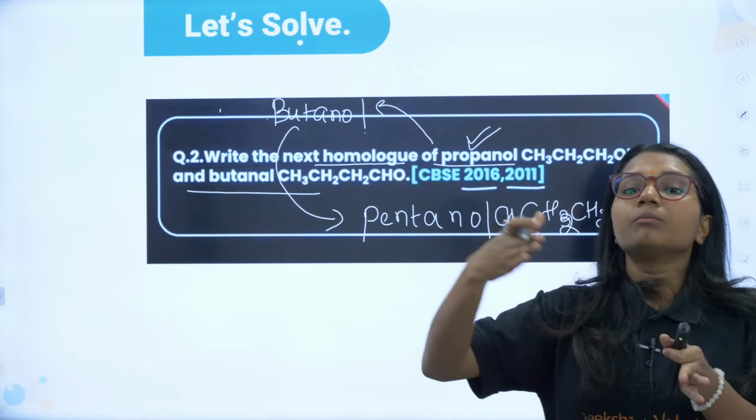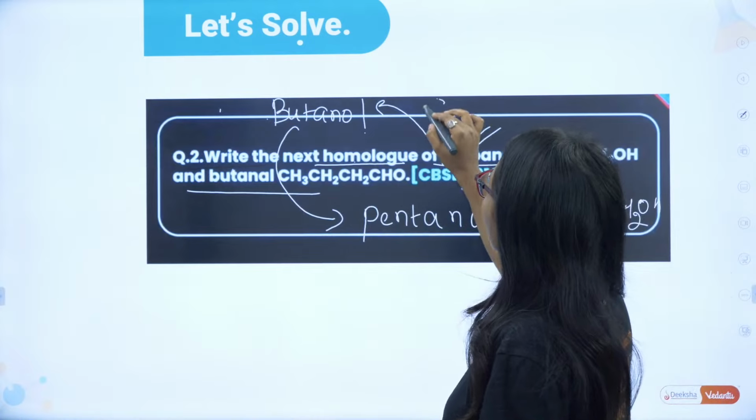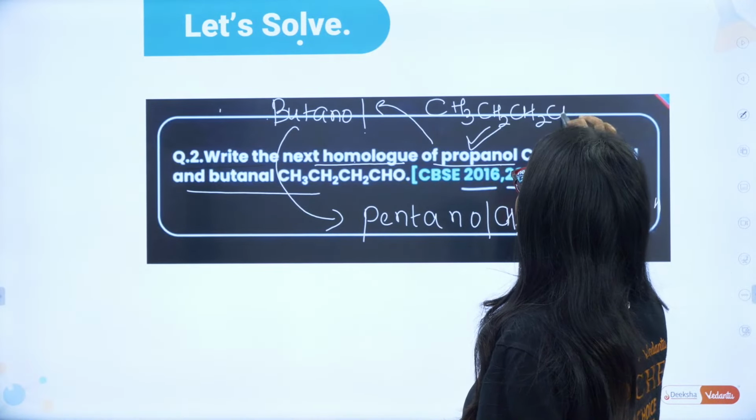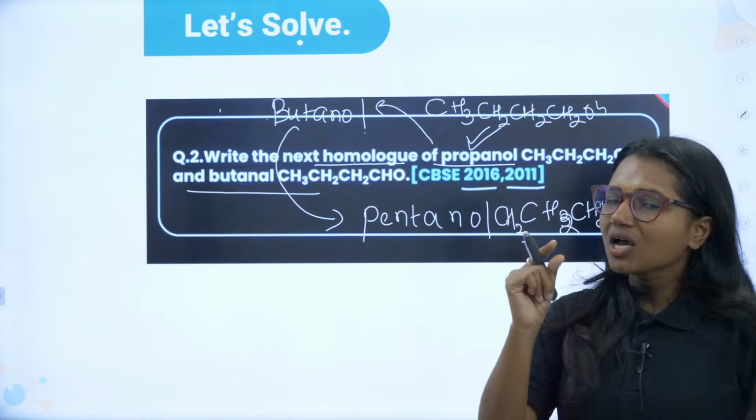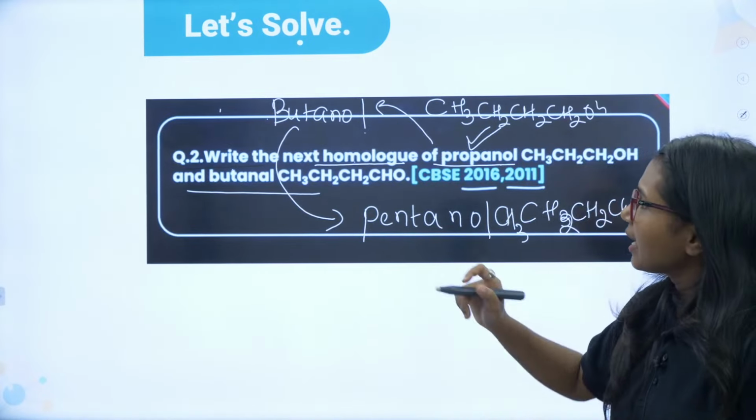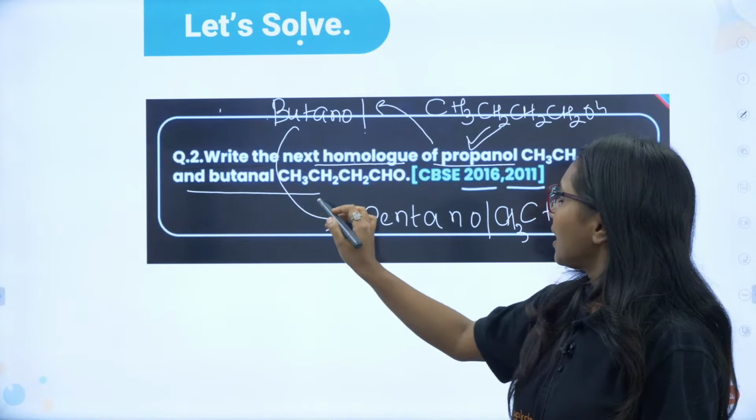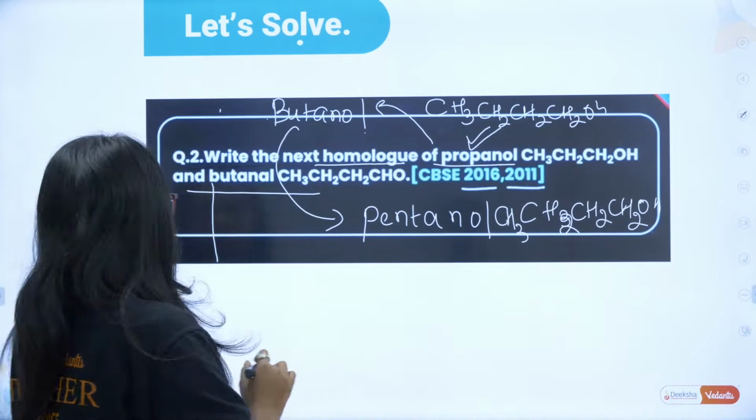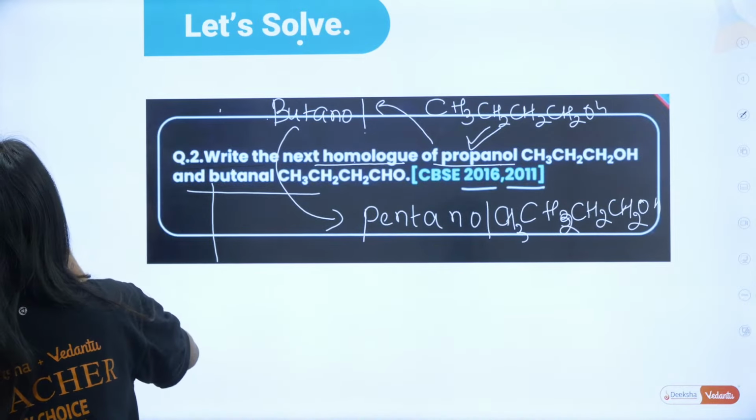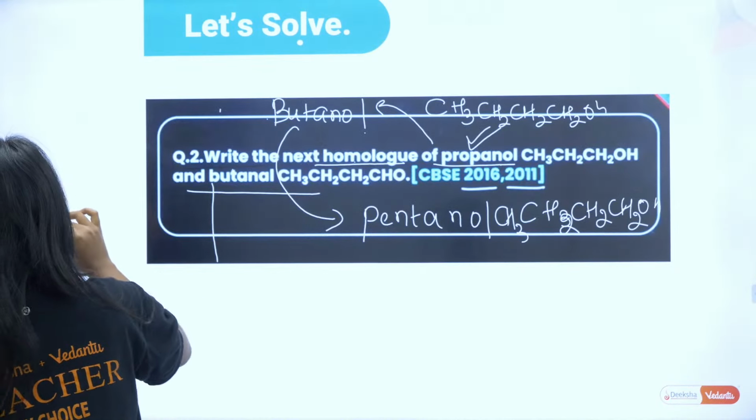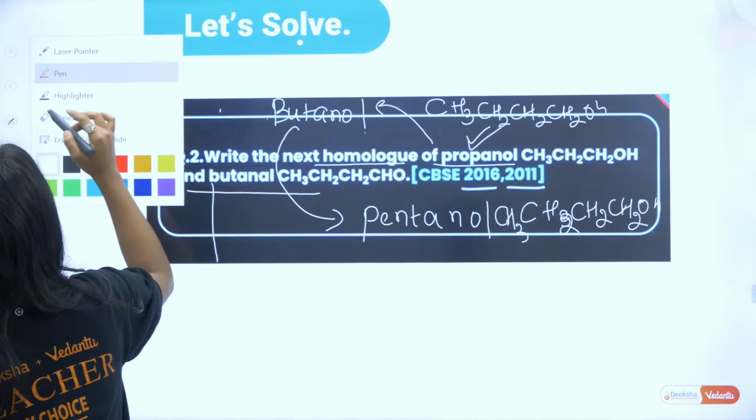After propanol, butanol. What is the formula? CH3, CH2, CH2, CH2OH. You just have to increase by a CH2 unit. Okay, and the same way you have butanol. So butanol, what is it going to be? What is going to be the butanol here?